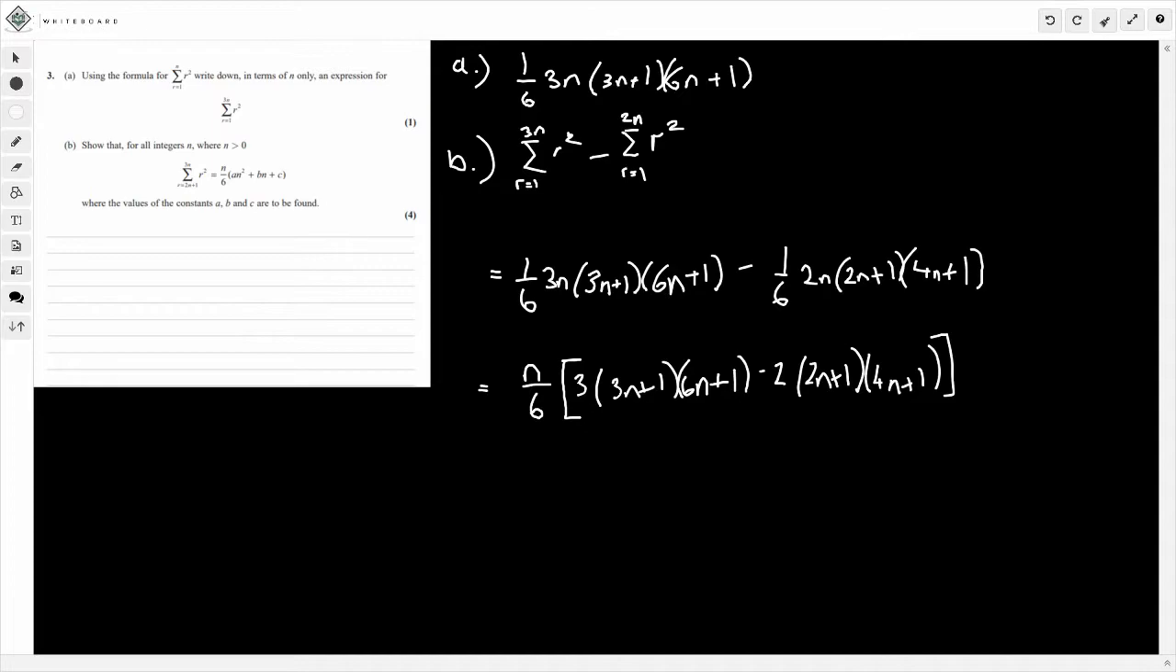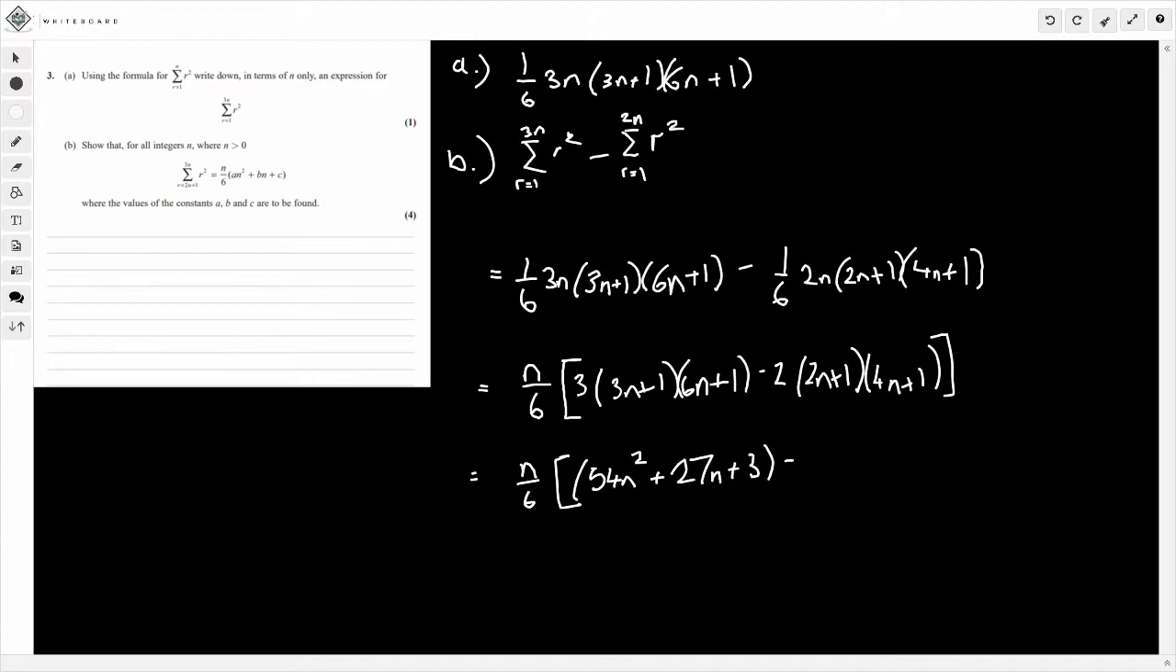Now at this point, all you have to do is expand each bracket and then multiply it by the constant in front. Here, for example, I'd get 3n times 6n, which gives me 18n squared, and then I'd times it by 3 to give me 54n squared. Do this for both brackets and then simplify everything. I'm going to do it to save time and show you what you should get. It's just expanding brackets. So what you should get is 54n squared plus 27n plus 3.